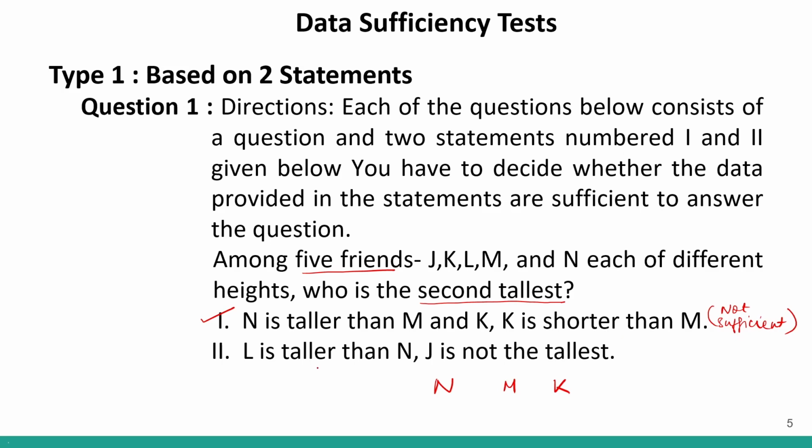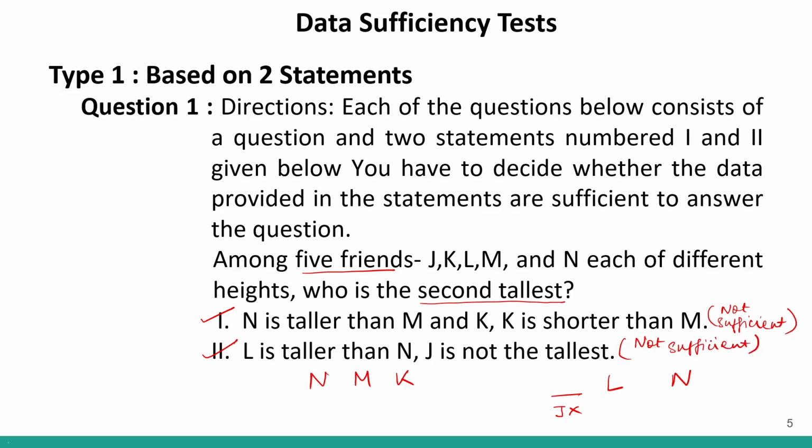Now, the first statement told us this, N, M and K. This was the only information that we got from the first statement. Now the second statement tells us that L is taller than N and J is not the tallest. So at the tallest position we do not have J. This is the only information that the second statement gives us. So this alone is also not sufficient, correct? This alone is not sufficient.